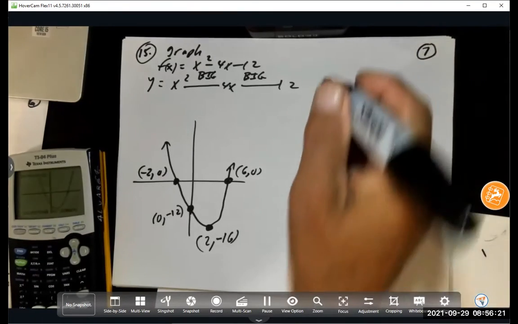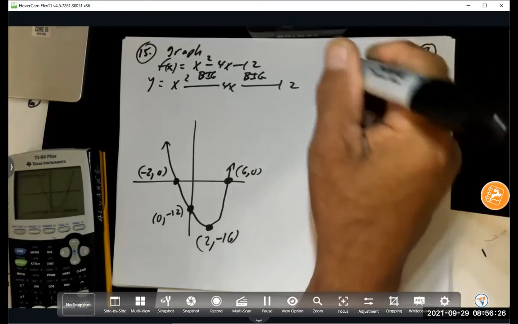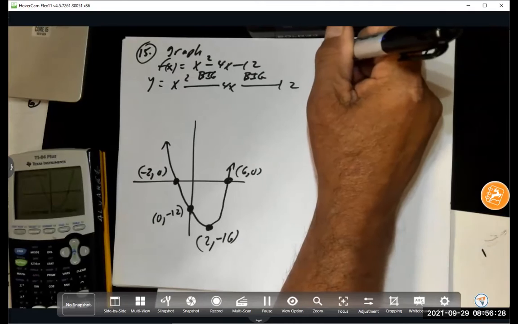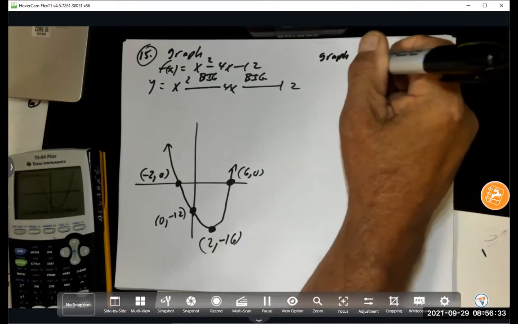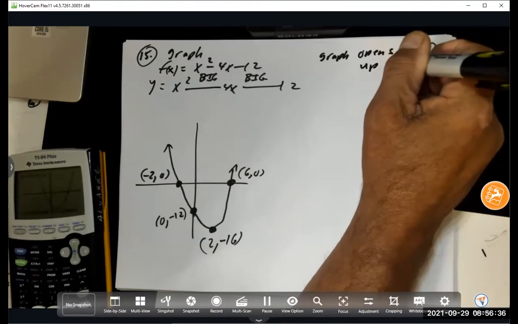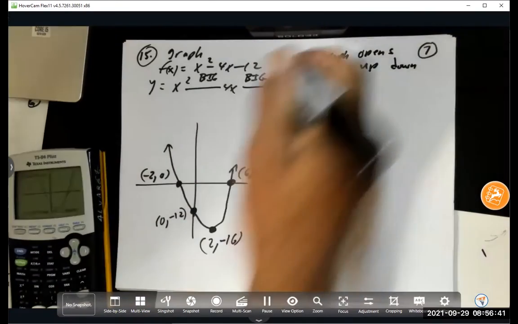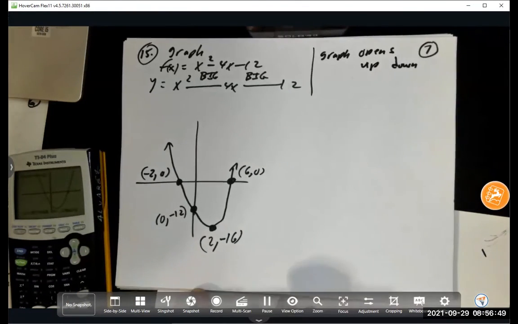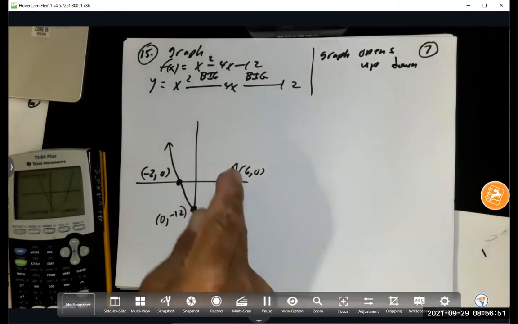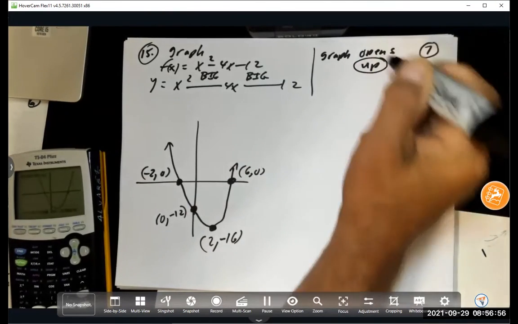Okay, so let me just write the question again. So question A, this graph opens. The graph opens. Is it going to be up or down? Which way does the graph open? Is it up or is it down? What's the first answer? This graph opens where? Up. There you go. Up.